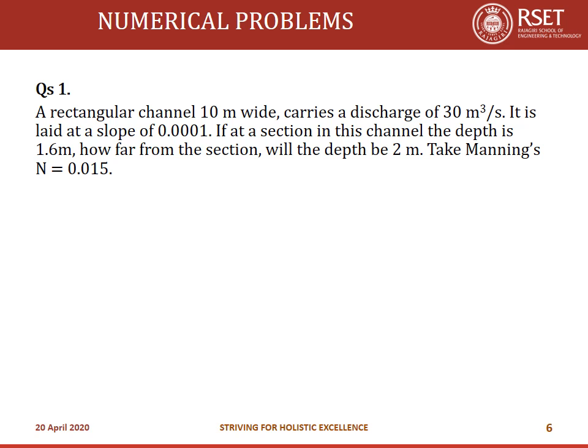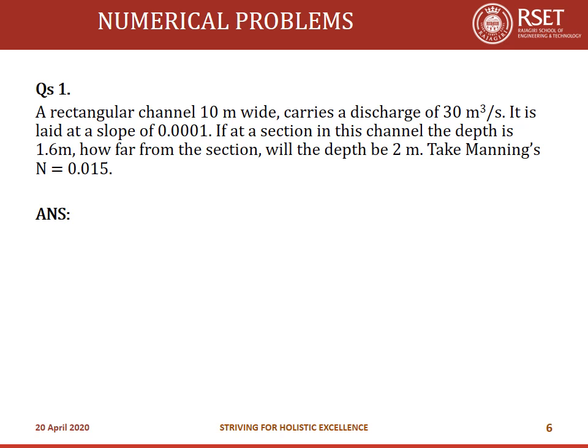A rectangular channel 10 meter wide carries a discharge of 30 meter cube per second. It is laid at a slope of 0.0001. That is the bed slope. If at a section in this channel the depth is 1.6 meter, how far from the section will the depth be 2 meter? Take Manning's n equal to 0.015. So you're going to use the direct step method to calculate the length between the depths 1.6 meter and 2 meter.